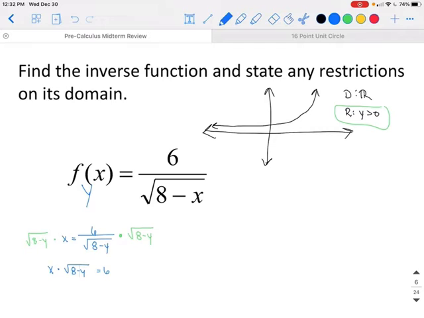Now we have x times that radical. To get the x to the other side, we would divide on both sides. So this is going to give us radical 8 minus y is equal to 6 over x. To get rid of that square root, we would square both sides. When you square both sides, remember that you have to square the top and the bottom separately.